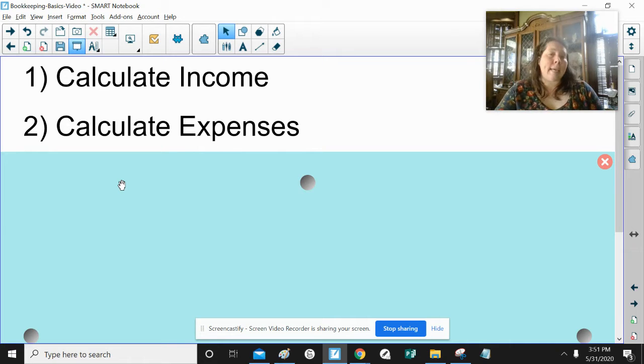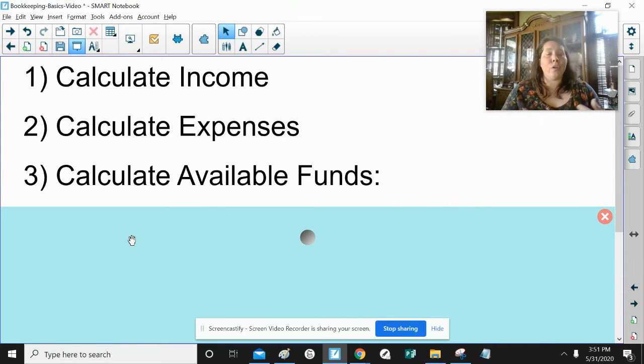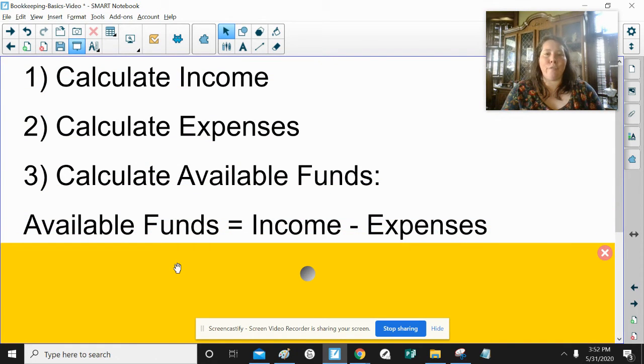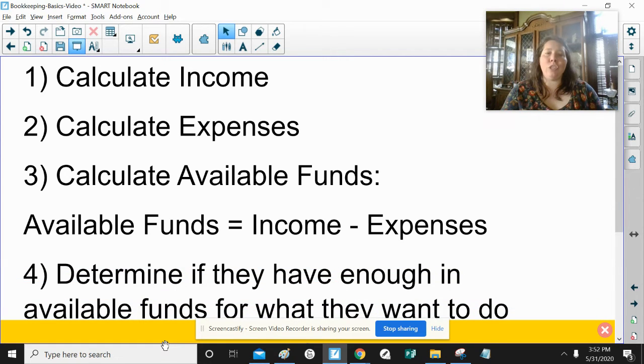The second step is calculating the expenses. So for each scenario, you're going to have a list of expenses. You're going to have to add them together. This third step is to figure out the available funds. And again, we do that by subtracting expenses from the income. So our equation is available funds equals income minus expenses. And then finally, we determine if they have enough available funds every month for what they want to do, or we determine how long it will take for them to save up their available funds.